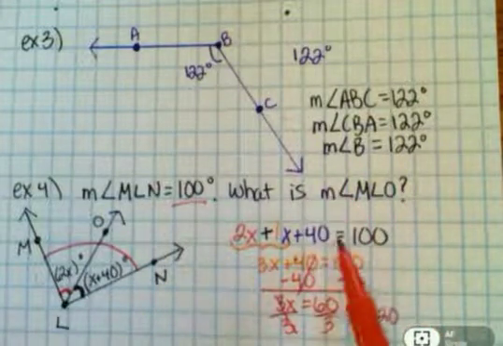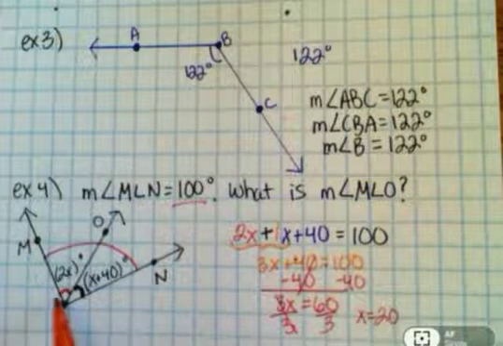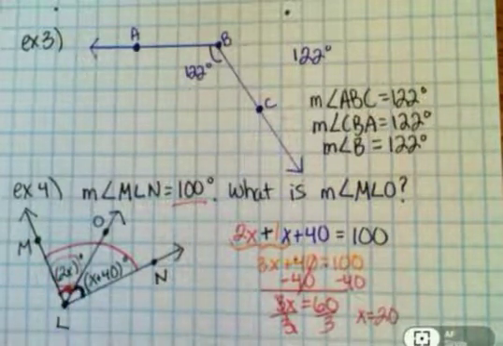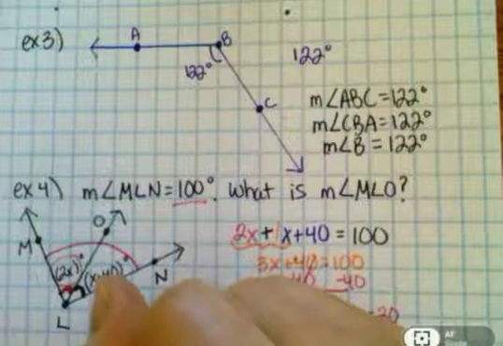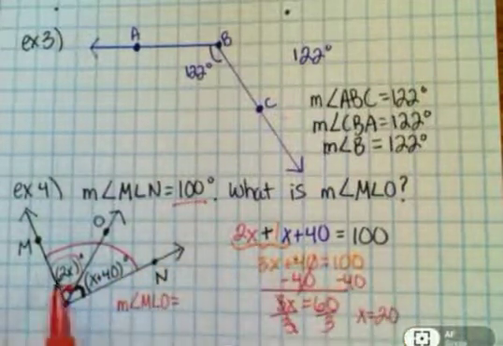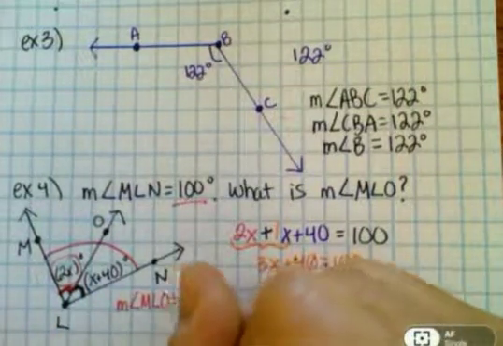I need to go back and look at what the question's asking though, because it says what is the measure of angle MLO, which is this piece. So MLO is 2 times x degrees. Now I know that x is 20. So now I can say that the measure of angle MLO equals 2 times 20, which is 40 degrees.